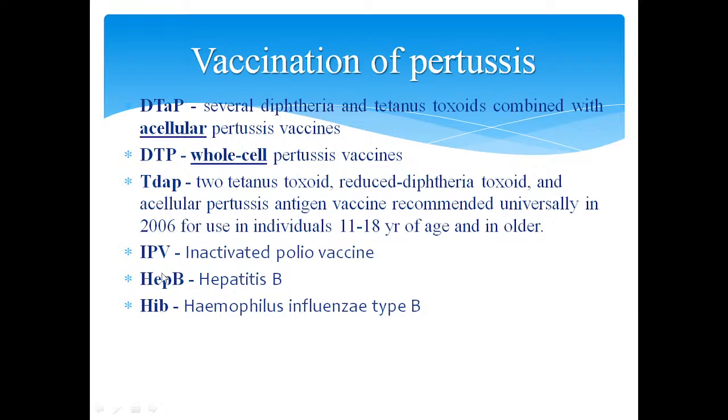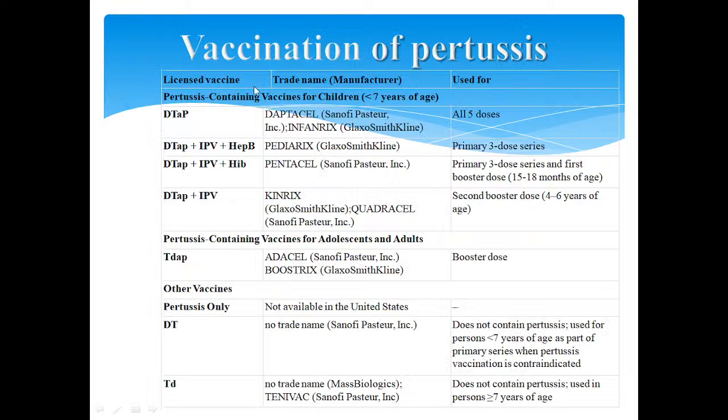IPV, hepatitis B, and Haemophilus influenzae type B. On this slide you can see vaccines: DTaP, Daptacel, and Infanrix. They are used in a lot of countries of the world. Please write what kind of vaccines are used in your country.